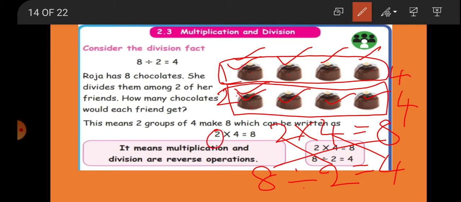So here groups will come first. And 4 means the total number of chocolates for one person. Here first we will write the total number and the number of persons. Then we are going to get the answer: how many each person gets. So this is the difference between multiplication and division. So they both are reverse operations.